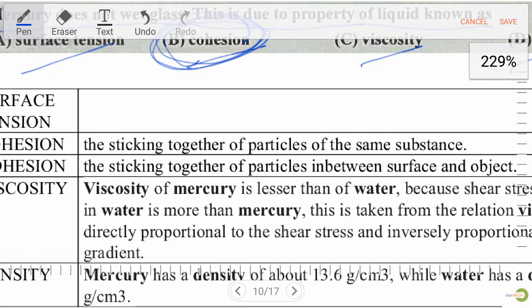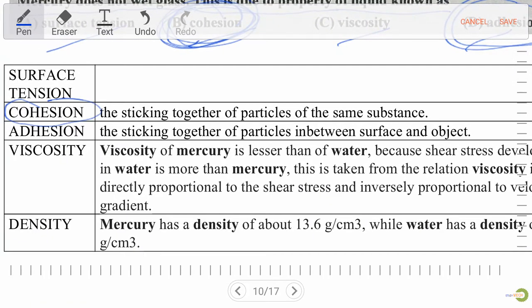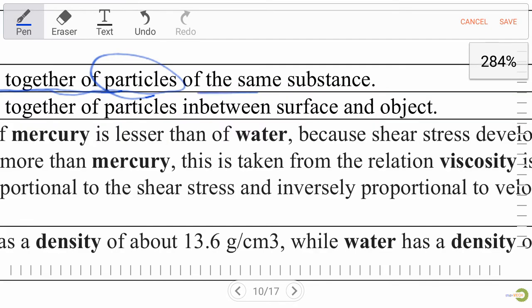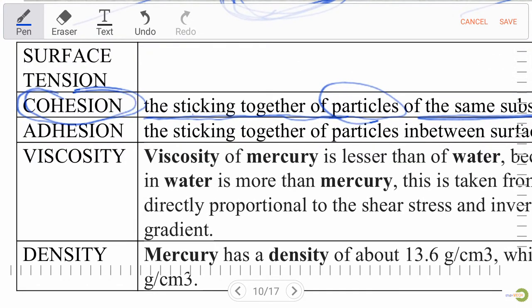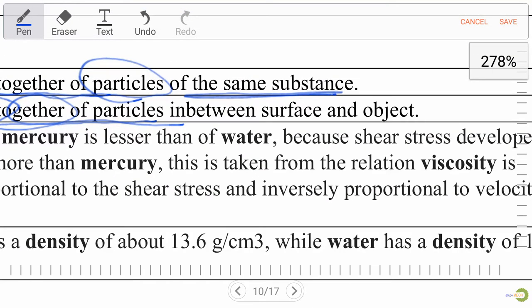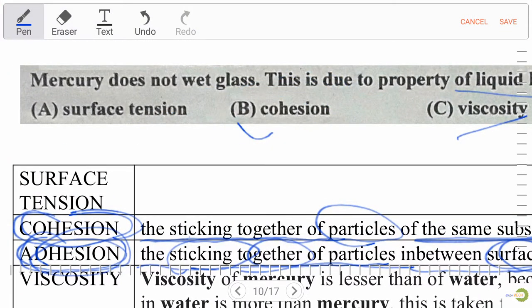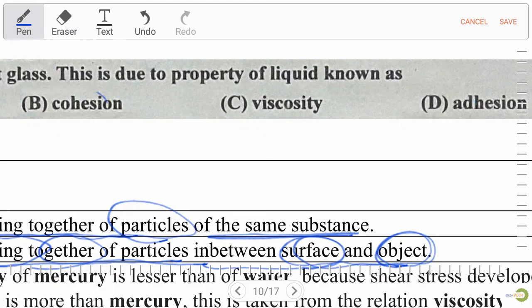Now we should know the meaning of cohesion and the meaning of adhesion. So let's see. Cohesion means the attraction between particles, or the sticking together of particles of the same substance, meaning the attraction of molecules or atoms within one fluid or one substance. This phenomenon is known as cohesion. Adhesion means the attraction between molecules, or the sticking together of particles, between a surface and an object, or a surface and a substance. This phenomenon is known as adhesion. Let's focus on the question again. Mercury does not wet the glass because the cohesion force in mercury is more than the adhesion force. So over here our right answer is cohesion.